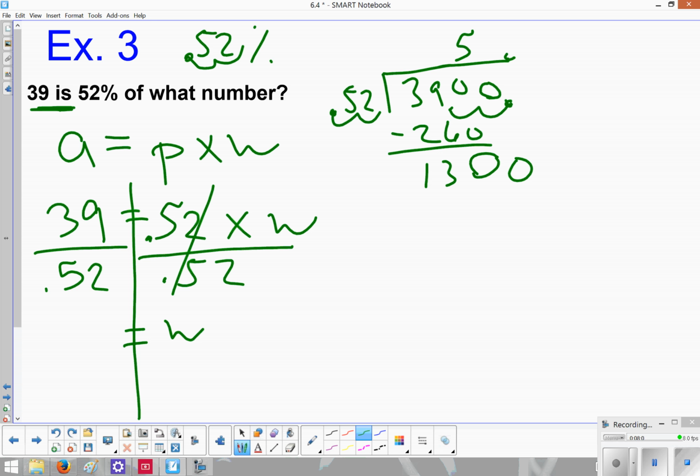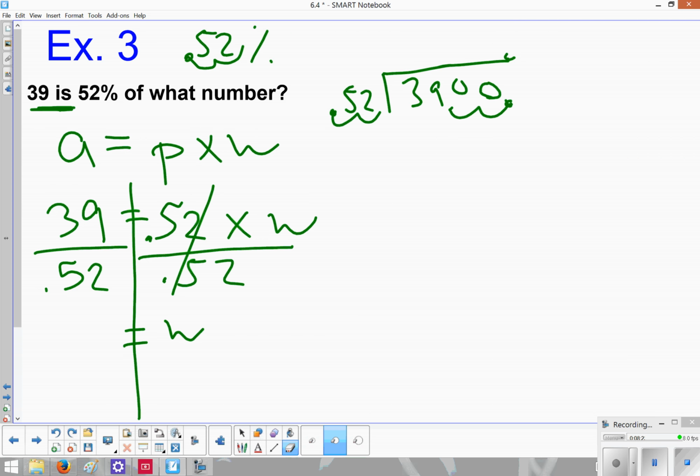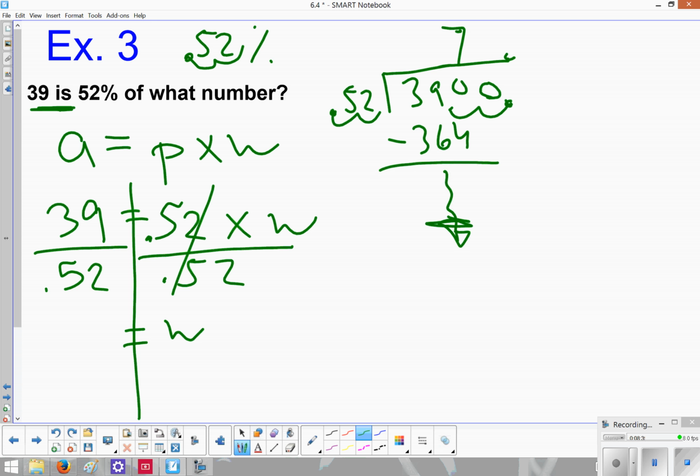Oops, I made a mistake. So it's actually going to be, one more time, really quick, 39, I'm doing my work on the side, divided by 0.52 is actually 75, sorry. This goes in 75 times. So let me erase this. So make sure you do the division part right here correctly. So this goes in 7 times. So that's going to be 7 times right here. And then 52 times 7 is actually going to be 364. There we go. Now that looks better. So go ahead and finish the rest of it. But once you finish the rest of it, you're going to get an answer of 75.